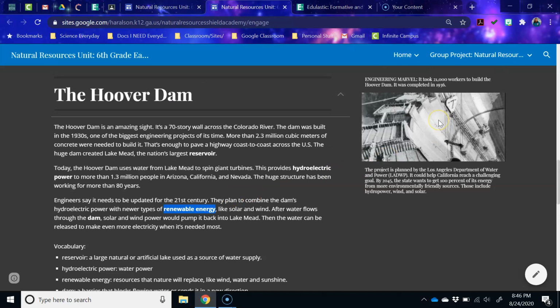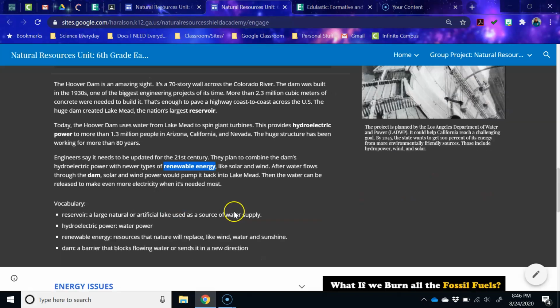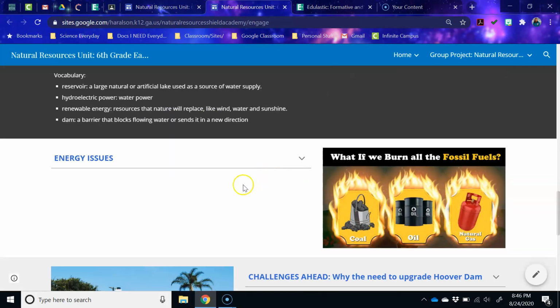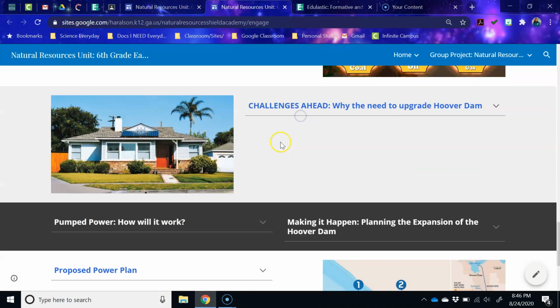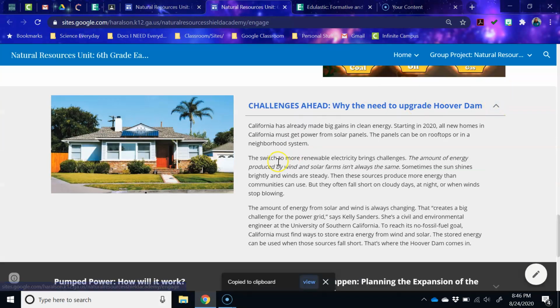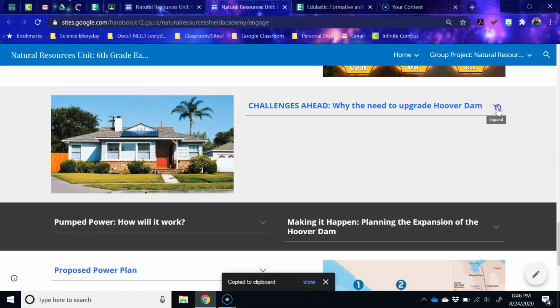This is a picture of the Hoover Dam, and you can read some information about it. Tells you how it was built, why it was built a little bit. Energy issues. Go through this. Here's a picture to look at as you're reading. Challenges ahead. Why are they going to have to upgrade the Hoover Dam? That's really an important part of this article.